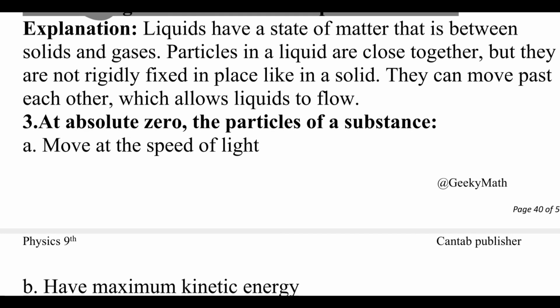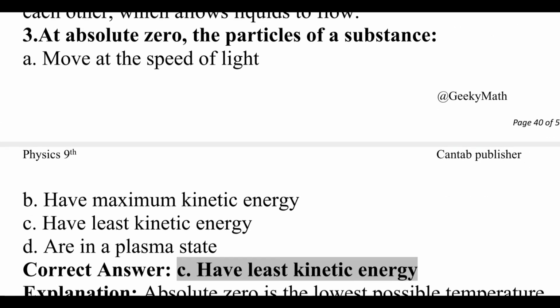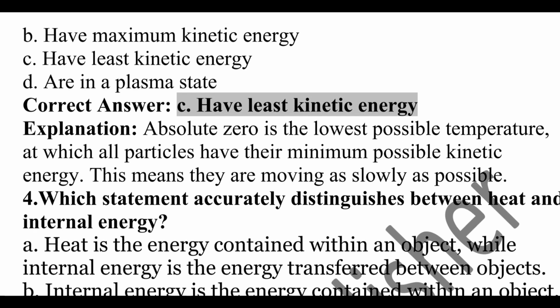Question number 3. At absolute zero, the particles of a substance: option A, move at the speed of light. Option B, have maximum kinetic energy. Option C, have least kinetic energy. Option D, are in a plasma state. So the correct answer is C, have least kinetic energy. Explanation. Absolute zero is the lowest possible temperature at which all particles have their minimum possible kinetic energy. This means they are moving as slowly as possible.